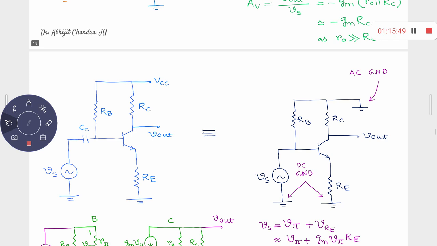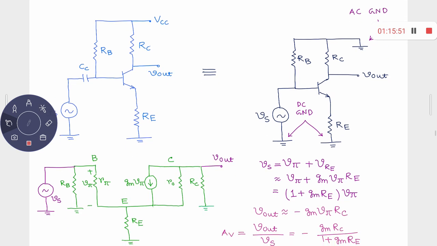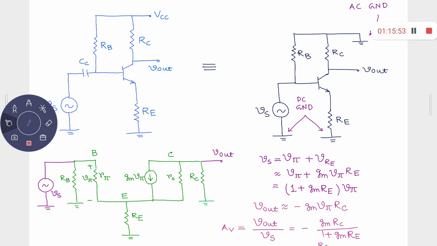Now, for this model, once again everything is remaining the same. The only change is that you have to connect one resistance RE between the emitter and the ground. Once again, these two are DC ground and this one is your AC ground. So only one change will take place. Rather, two changes will take place.